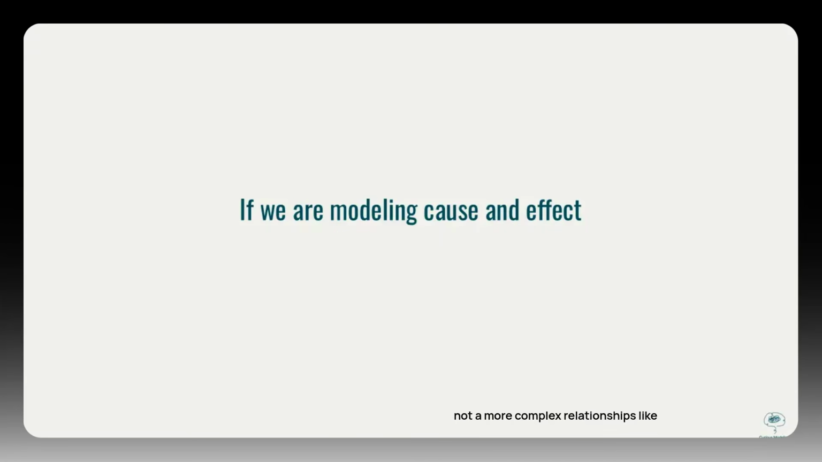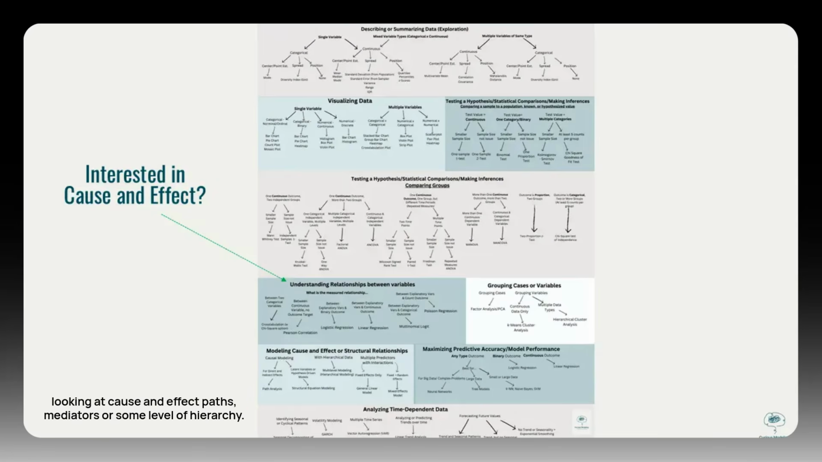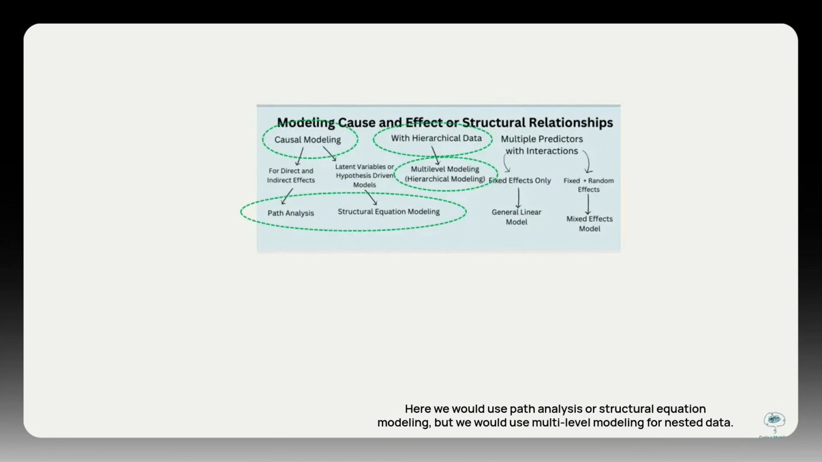Now to more complex relationships, like looking at cause and effect, paths, mediators, or some level of hierarchy. Here we would use path analysis or structural equation model. But we would use multi-level modeling for nested data.